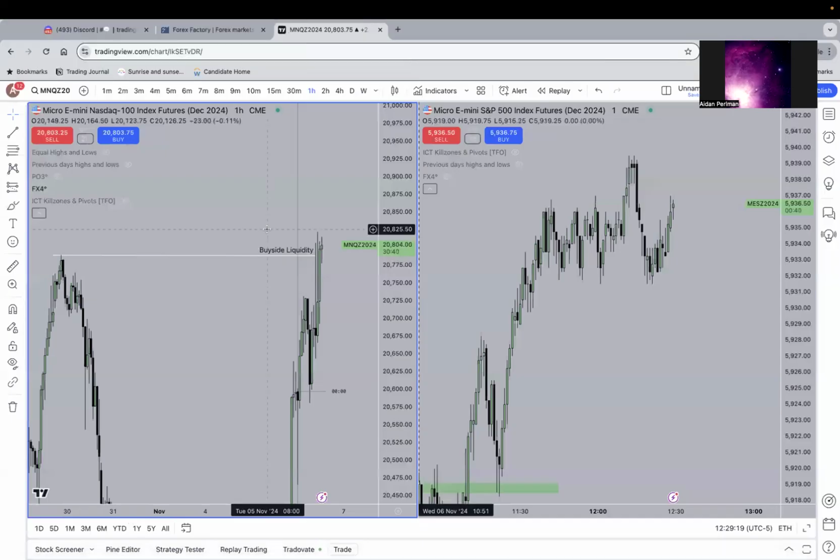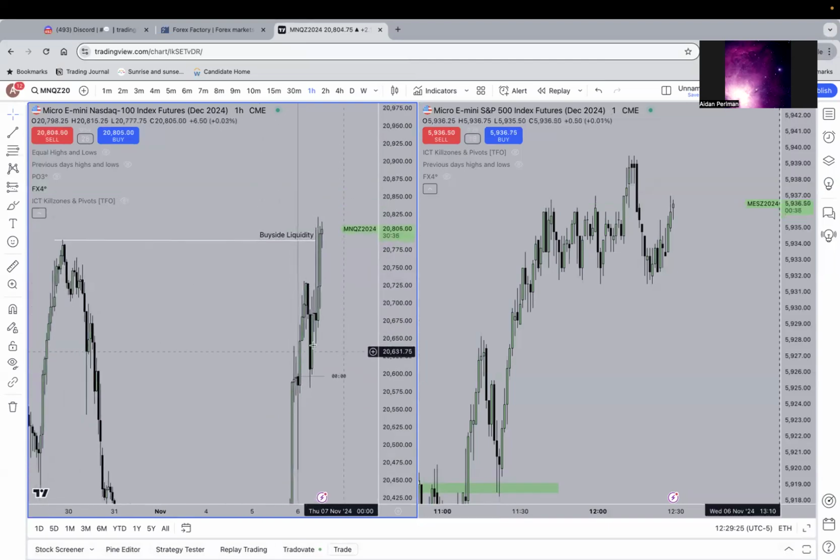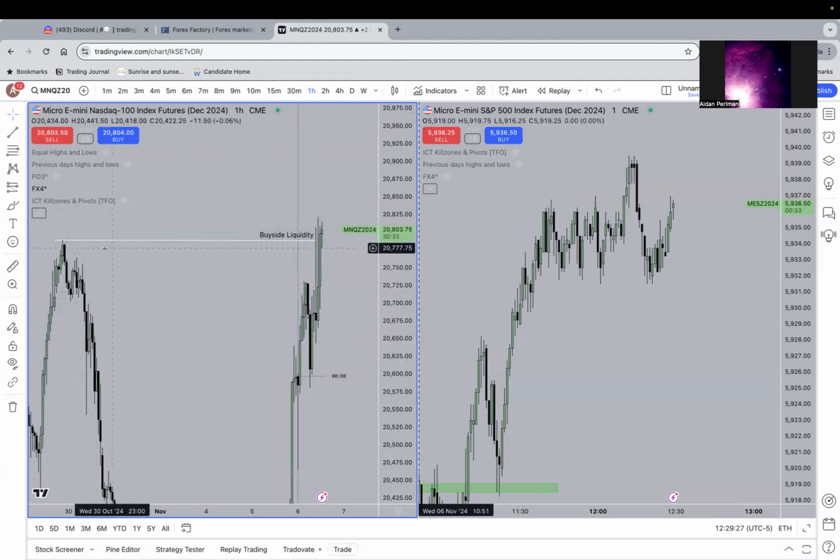All right. Post-election trade recap. Going into the day, we had a bullish daily profile, and the draw on liquidity was right here at this line.